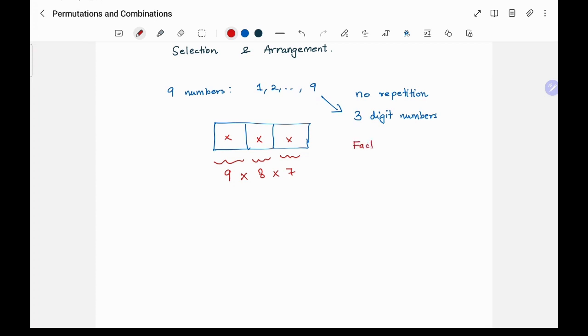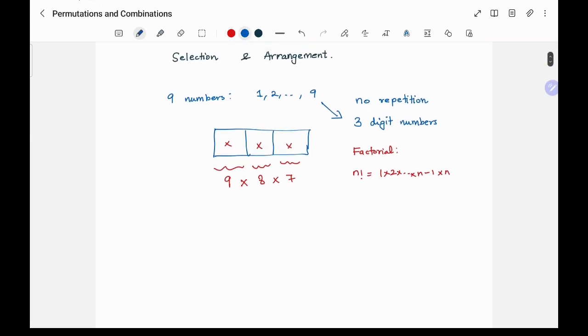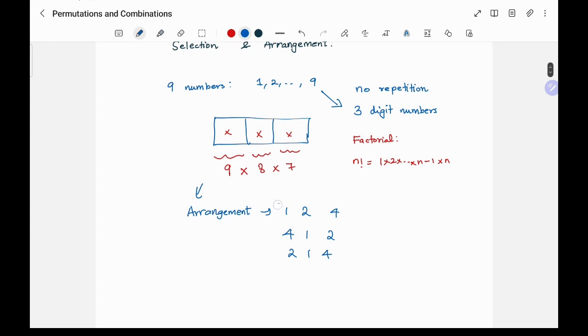So we already saw the factorial representation, right? Factorial of a number. So n factorial, we saw it as 1 into 2 into up to n minus 1 into n, correct? So here what we are doing, we are arranging the numbers. This is arrangement, right? So what arrangement means is, if I pick 3 numbers, let's say 1, 2, 4, now I can shuffle between them. I get 4, 1, 2, 2, 1, 4 like this.